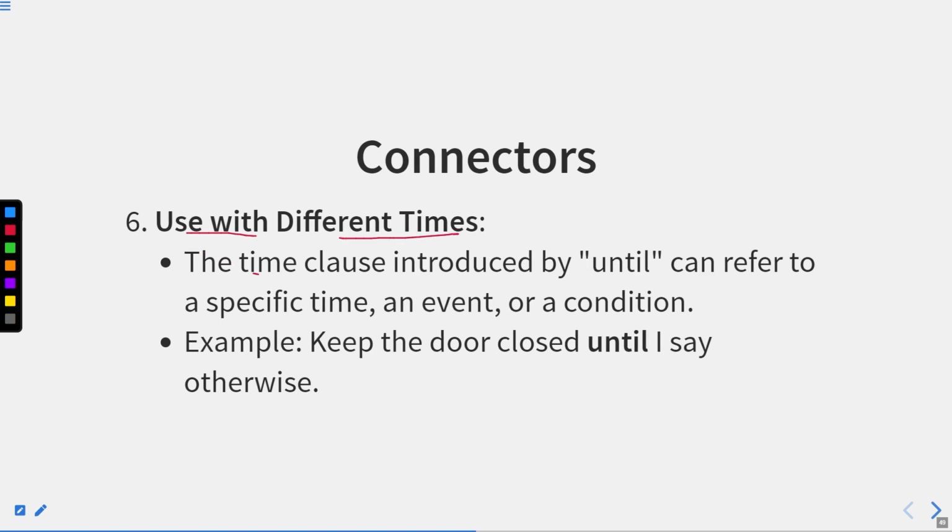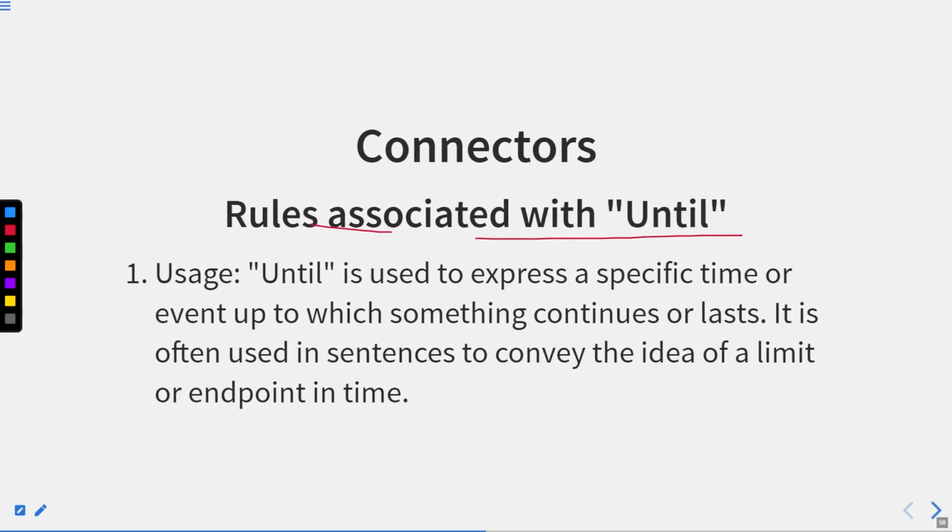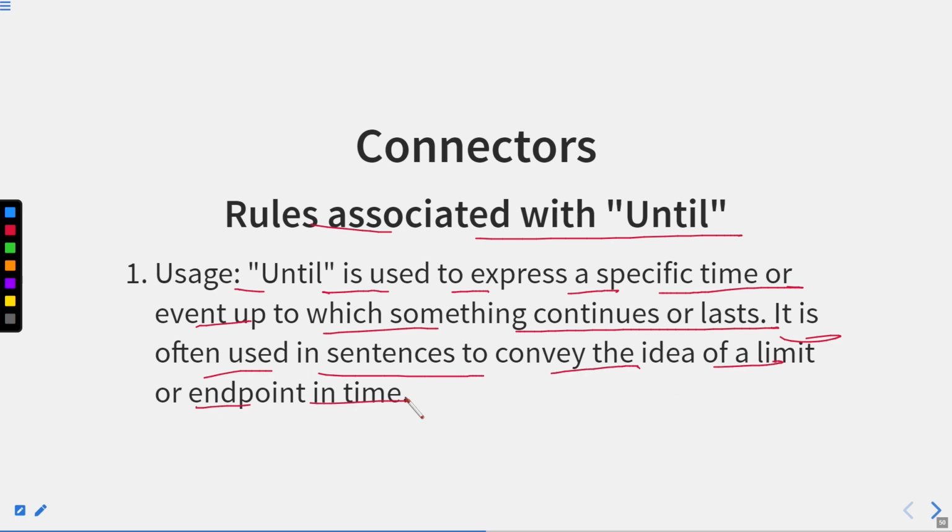Used with different times: the time clause introduced by until can refer to a specific time, an event, or a condition. Keep the door closed until I say otherwise. Rules associated with until. Usage: until is used to express a specific time or event up to which something continues or lasts. It is often used in sentences to convey the idea of a limit or endpoint in time. So it sets a limit that up to this point of time, this action can be going on.